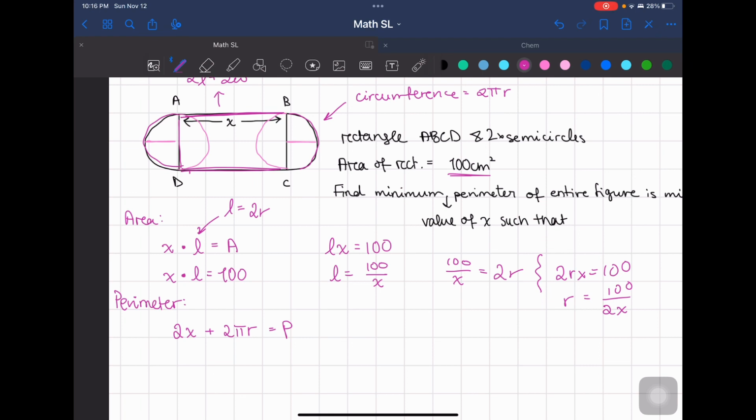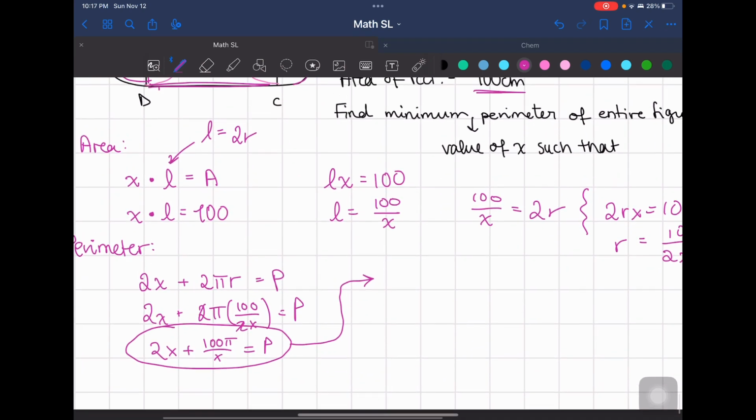So let's just throw that in here. 2x plus 2 pi times 100 over 2x equals P. Now, if we pluck those out, we get 2x plus 100 pi over x equals P. Now, we have our perimeter formula and we used all the formulas to get there. Now we need to find the minimum. So we're going to take this and we are going to derive it. We don't need to use a calculator here because we can derive this pretty easily.